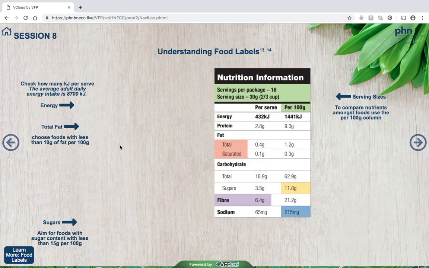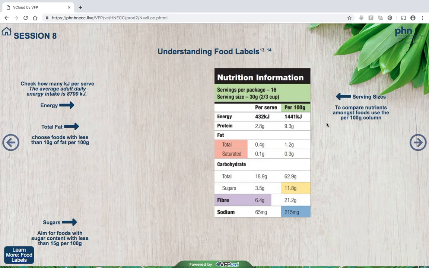We have some other information about total fat. So choose foods with less than 10 grams of fat per 100 grams. And we want to try and limit our saturated fat intake throughout the day to around 10% of our total energy intake. Sugars, aim for foods with sugar content of less than 15 grams per 100 grams, and also about our serving sizes. So like I said before, to compare nutrients against foods, you use the 100 gram column.